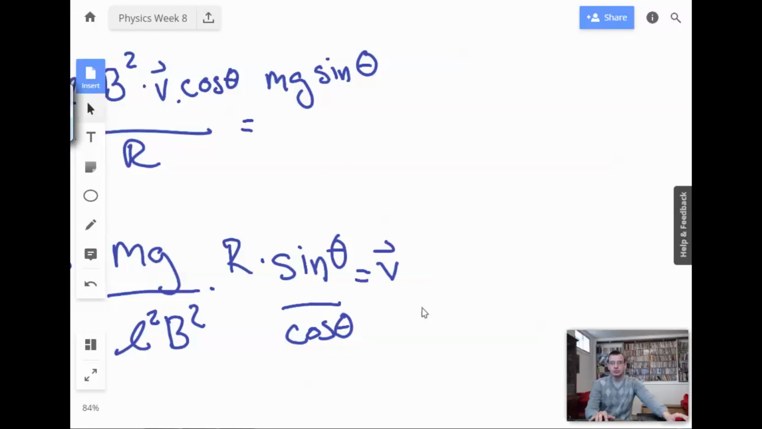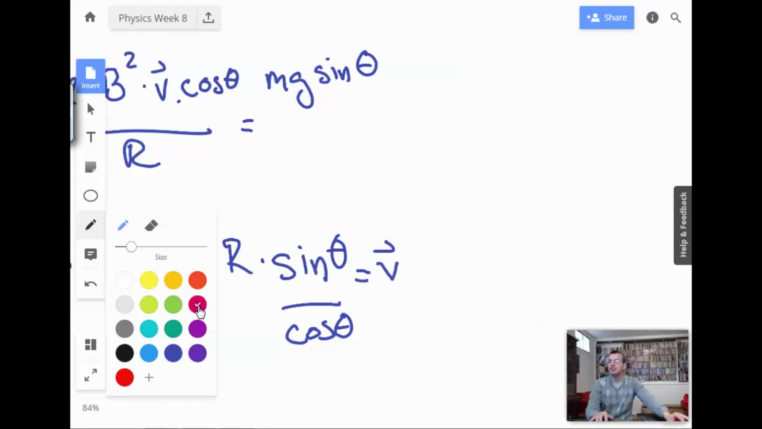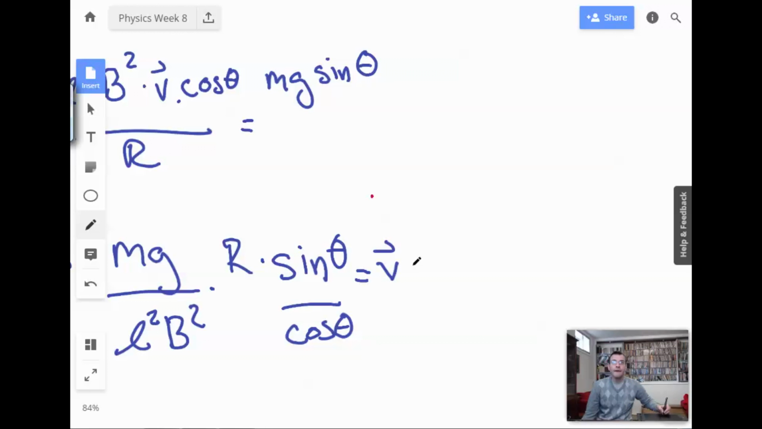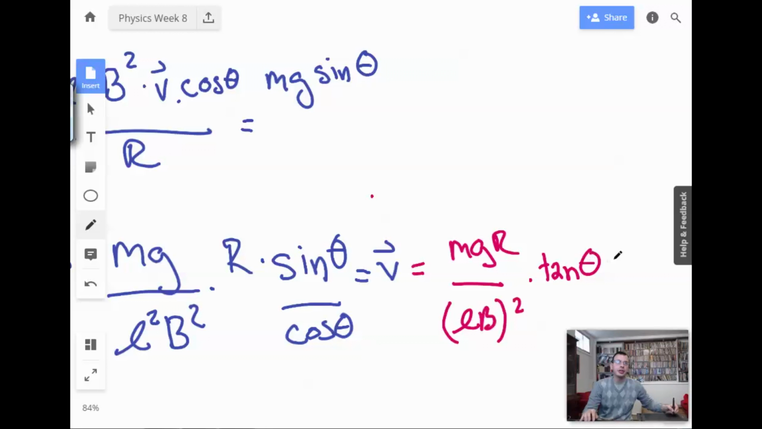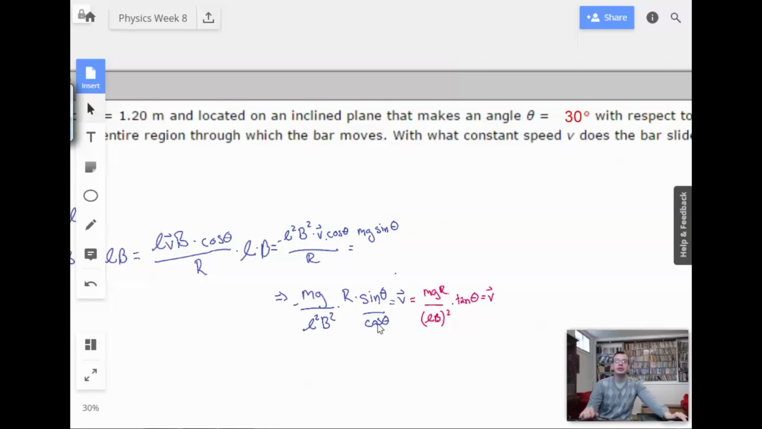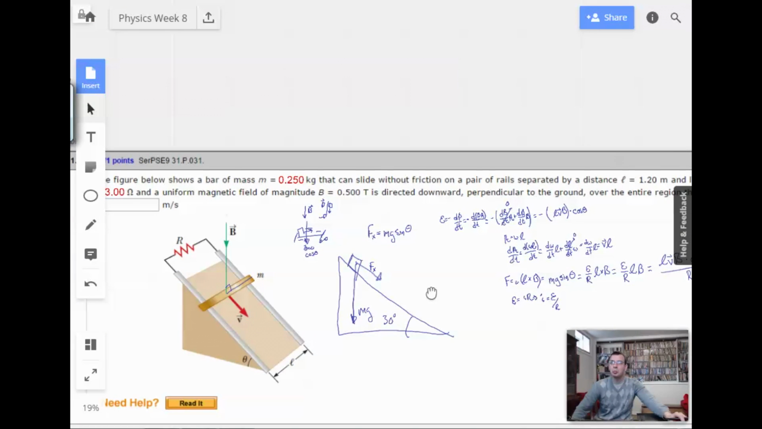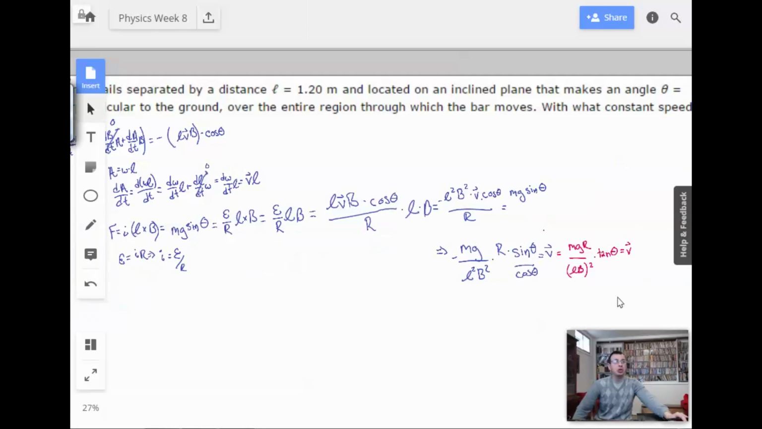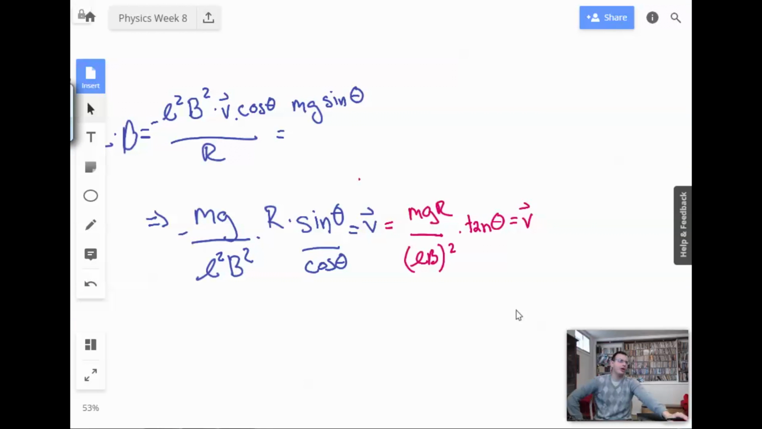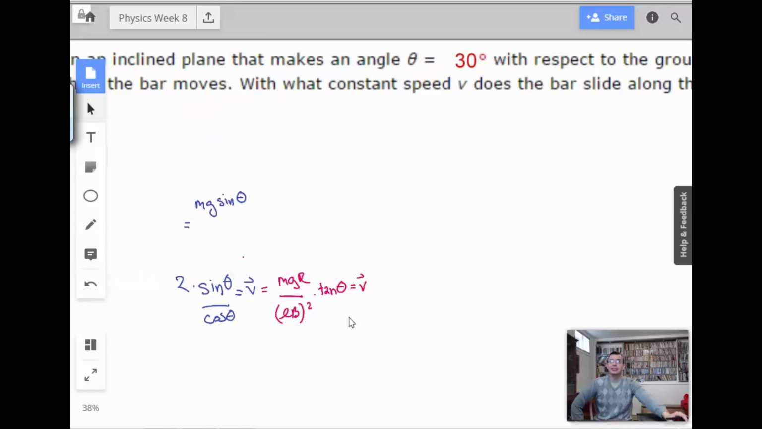Alright. Maybe put this in pink, magenta, whatever that is. mg R over L squared B squared times tangent of theta. Alright. That will be easier when I Wolfram it. And it's asking us for velocity? Yep. Okay. Now normally this is when I look at it and think, well, that seems to make sense. It's like, yeah, I guess so. There's a lot of numbers in there.